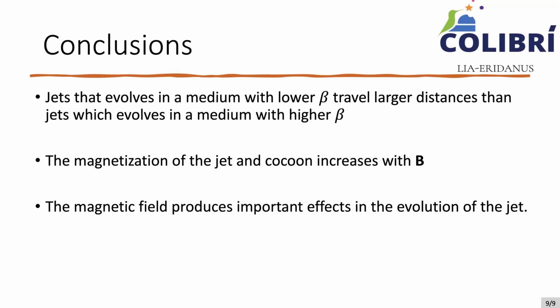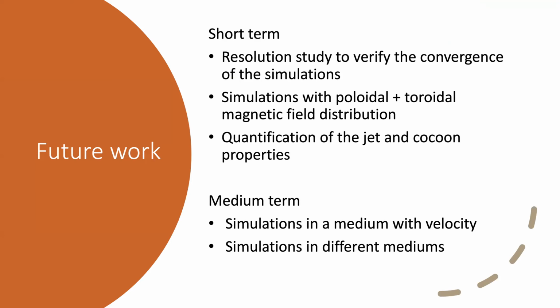This is all that I have. For future work, we are going to do some resolution studies to see the convergence of the simulations to be really sure. Also, I am going to add the poloidal plus toroidal magnetic field distribution, and we are going to do the quantification of the jet and cocoon properties. All of these points are in the short term. In the medium term, we are going to do the simulations in a medium with velocity, and we are going to try different mediums. So this is all that I have.